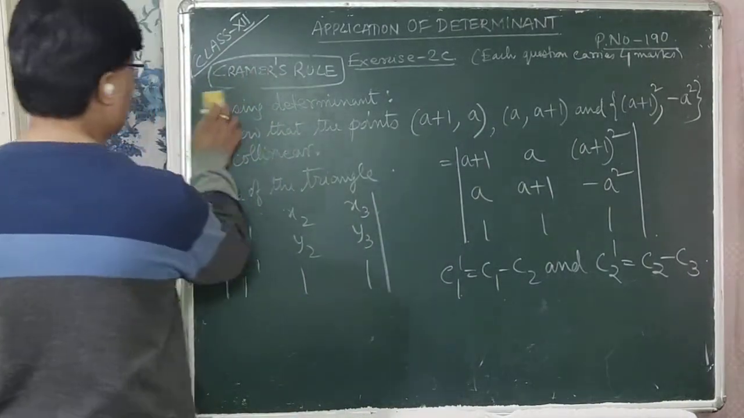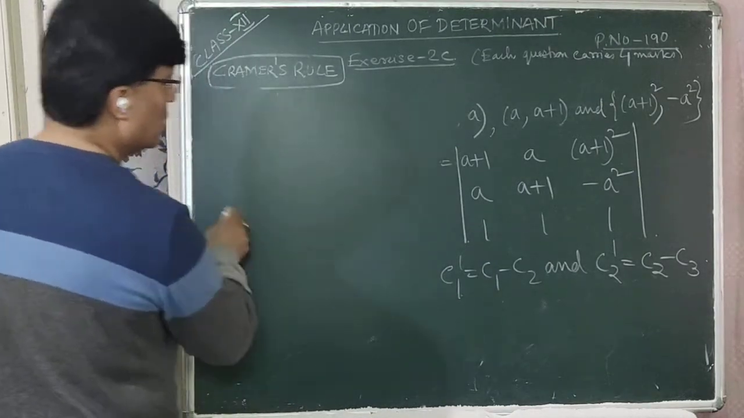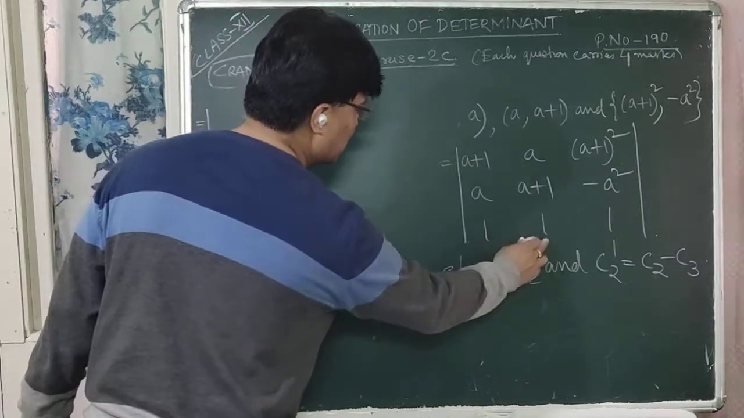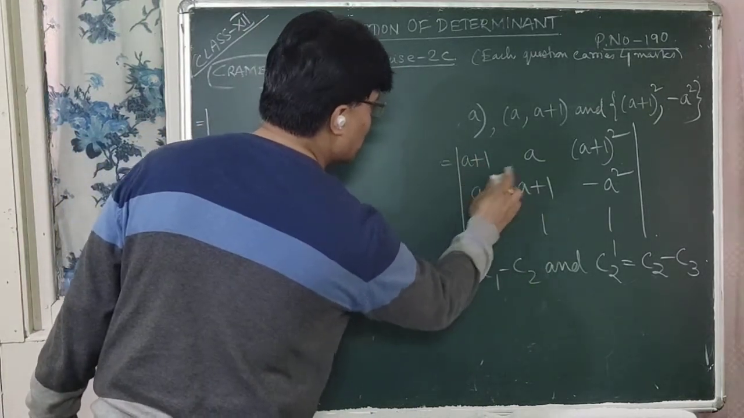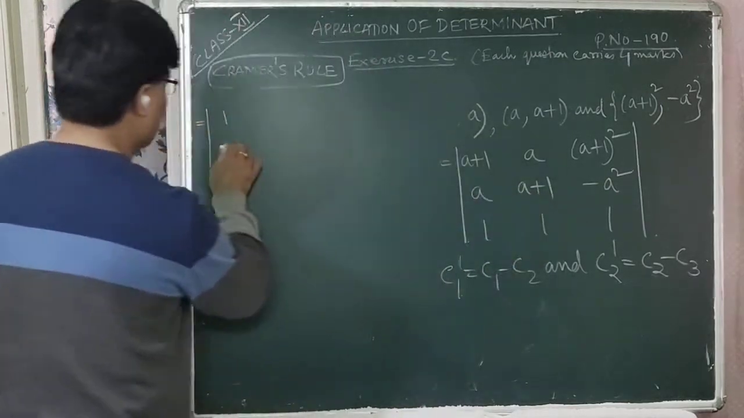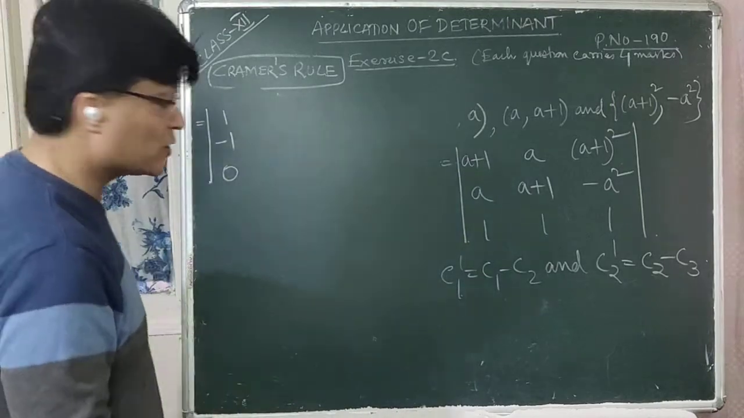So let us use this property now. Now what is C1 minus C2? This minus this: a plus 1 minus a, 1, a minus a minus 1. This is minus 1, 1 minus 1 is always 0, right? This is the first column.